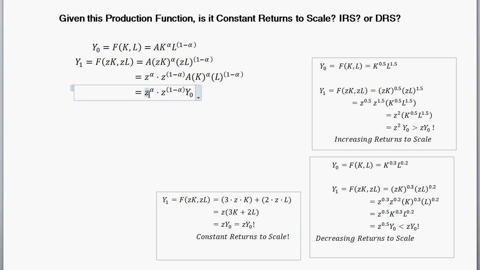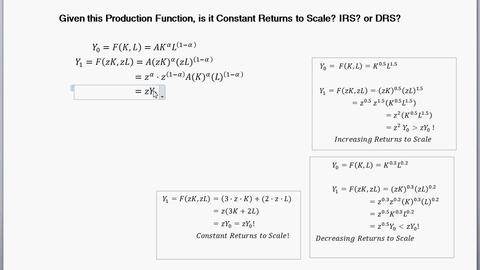And then what's z to the alpha times z to the 1 minus alpha? Well, you just add the exponents together. So that's going to be z to the alpha plus 1 minus alpha, and alpha plus 1 minus alpha is just 1. Just simple arithmetic there. And then z to the 1 is just equal to z. So with a Cobb-Douglas production function, and this was a generalized Cobb-Douglas production function, where you have one factor raised to the alpha and the other factor raised to 1 minus the other one, this is going to be constant returns to scale.